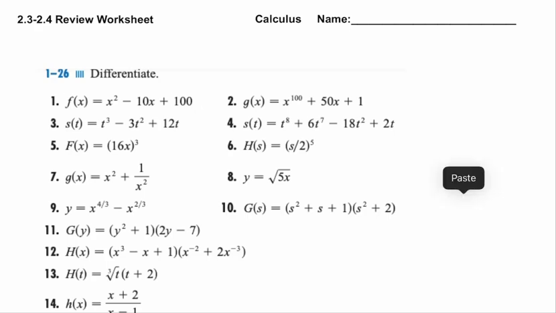So this worksheet, 2324 worksheet, has just some basic differentiation, but many of these problems require a rewrite first. So what I would like to do is go through and talk about some of the nice rewrites that you would want to make before you actually jump in to differentiate them. So 1, 2, 3, 4, ready to go, perfect.